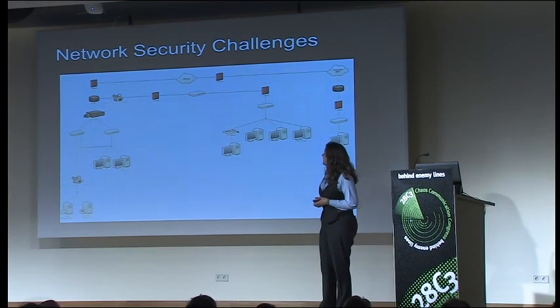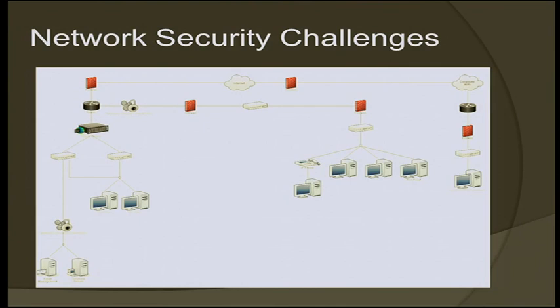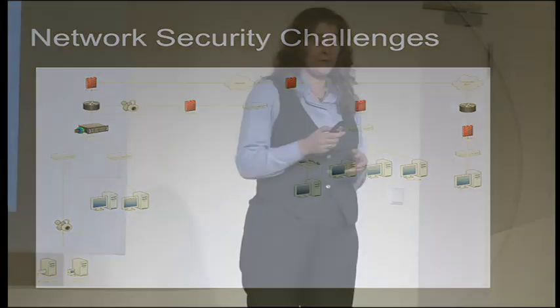In this very basic network diagram, there's 5 firewalls, a web proxy, a database, email server, 2 network intrusion detection systems, and a whole bunch of different endpoint computers with different operating systems and versions. In a larger organization, all of these things have to be monitored.